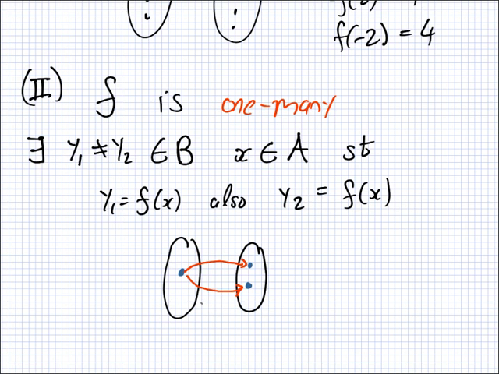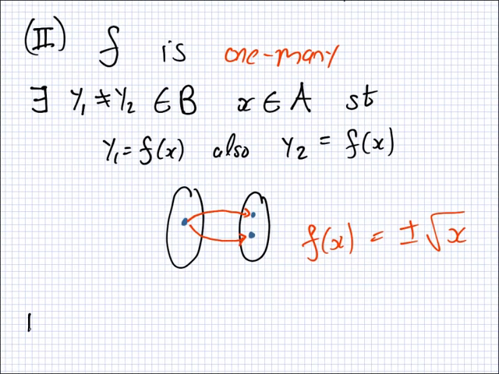It's x squared. No, square root. Yes, square root. So an example would be f(x) equals plus or minus square root of x.